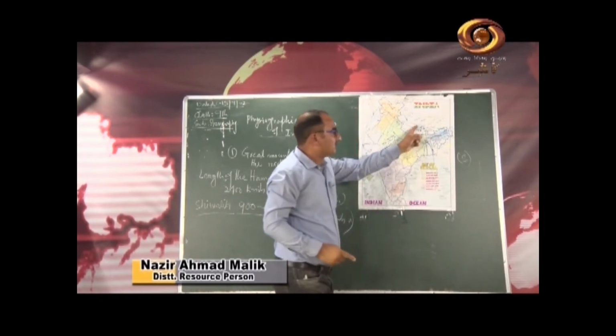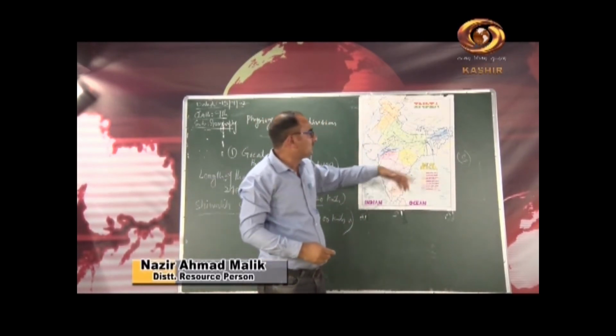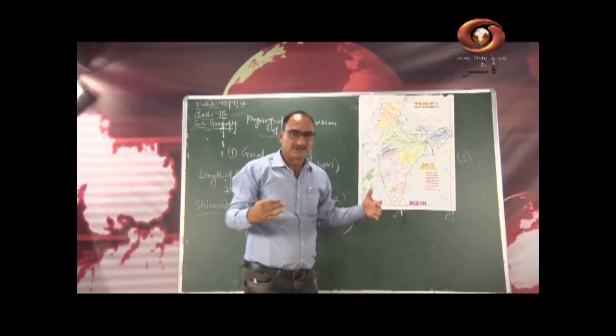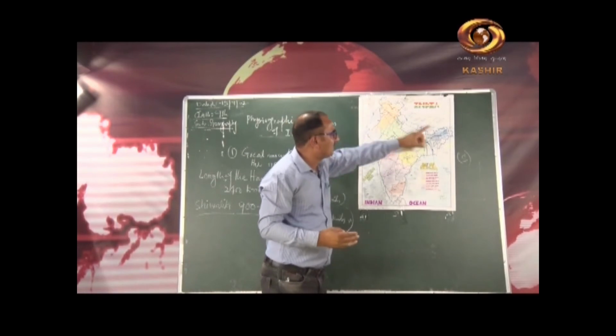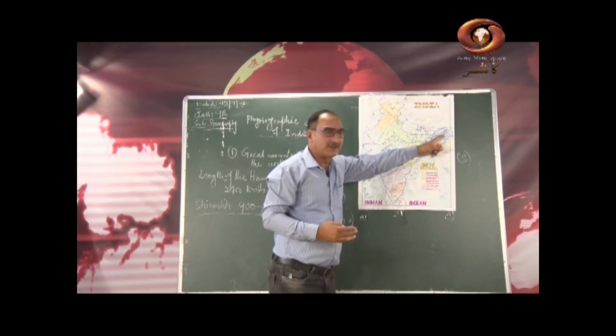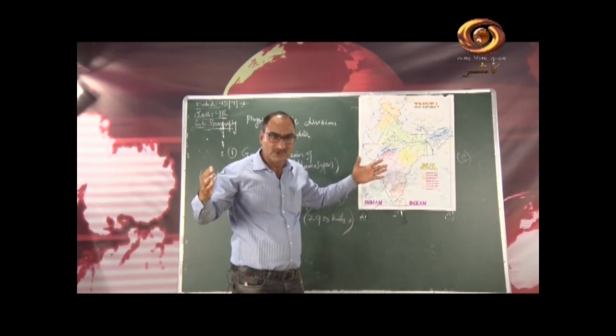The Brahmaputra River is known as Sangpo in Tibet. So between the River Indus in the west and the River Brahmaputra in the east lies this great Himalaya, the bounty of the Himalaya.